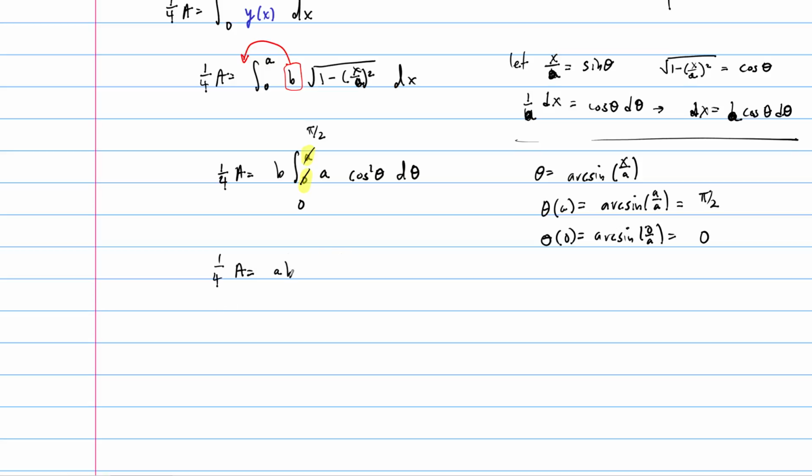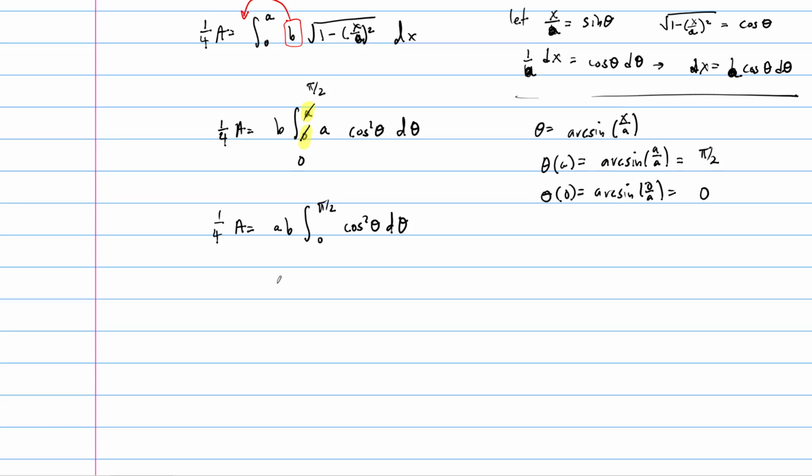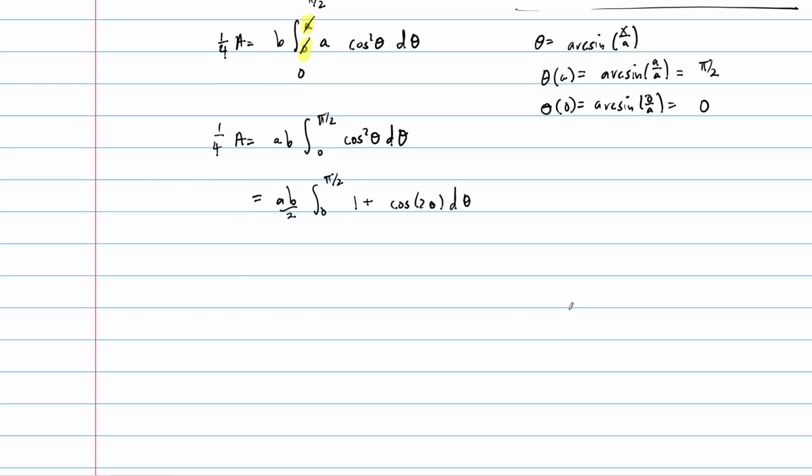1/4 of the area is now equal to a times b times the integral from 0 to pi over 2 of cosine squared theta d theta. We need to use our double angle or power reducing formula here. So this then becomes a times b over 2 times the integral from 0 to pi over 2 of 1 plus cosine of 2 theta d theta. Now let's integrate. So ab over 2, this one is going to be theta. This one's going to be 1/2 sine of 2 theta. We've done this a couple times in this video. Plug in our theta values from 0 to pi over 2.